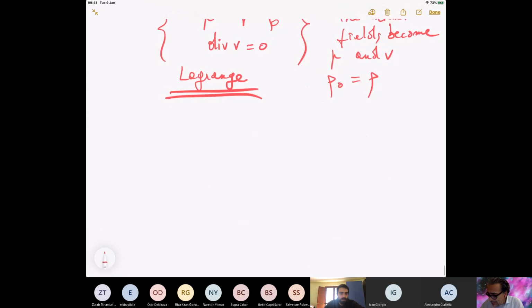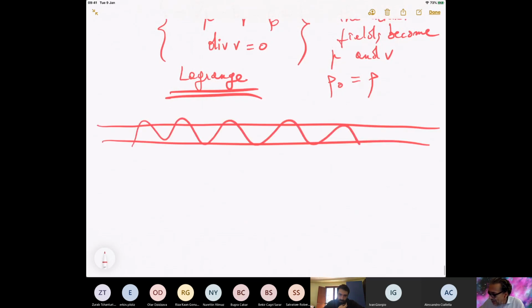Okay, this fluid mechanics is very important when you want to study aqueducts, water pipes. Many problems, many phenomena can be described by this nice theory.